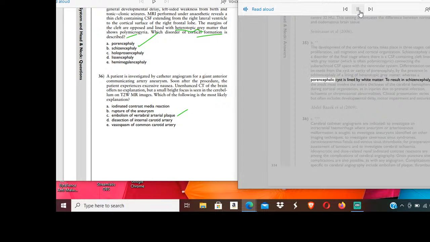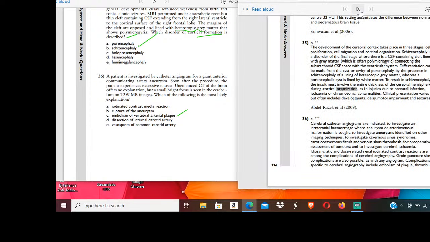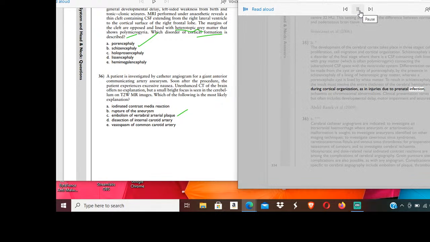Differentiation can be made from the cyst or cavity of porencephaly by the presence in schizencephaly of a lining of heterotopic gray matter, whereas a porencephalic cyst is lined by white matter. To result in schizencephaly, the insult must involve the entire thickness of the cerebral hemisphere during cortical organization, as in injuries due to prenatal infection, ischemia, or chromosomal abnormalities. Clinical presentation varies but often includes developmental delay, motor impairment, and seizures.